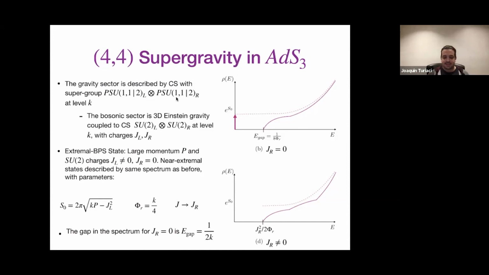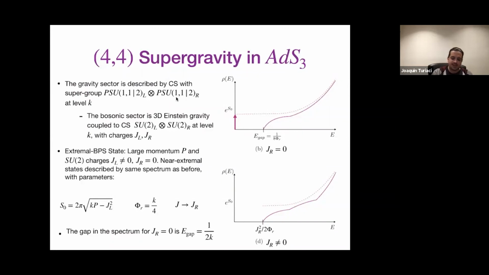So the AdS3 case that we're interested in is N=4 supergravity, which is described by a Chern-Simons action with supergroup PSU(1,1|2) cross PSU(1,1|2), left and right movers, level K. And the level comes from the fact that there is an SU(2) gauge theory inside, which has a Chern-Simons term with level K.